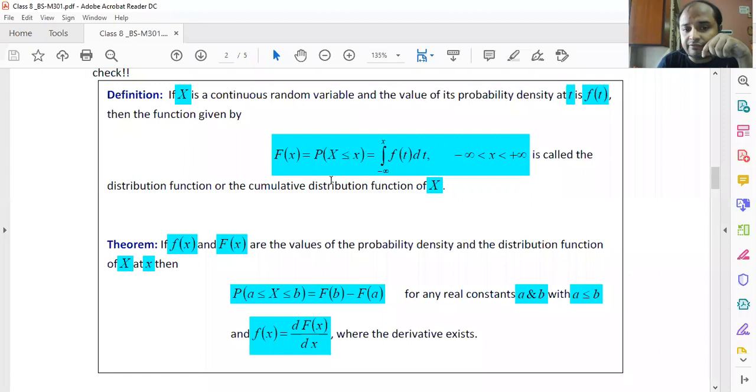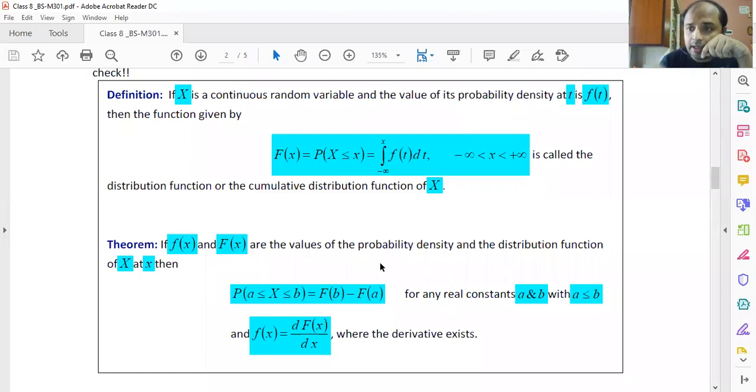But the only difference is, in the discrete case, here we wrote summation over t less than or equal to x of pt. Now I am going to represent it in terms of integration, and I'm going to integrate the function ft dt from minus infinity to x. And that is called the distribution function capital Fx, when capital X is a continuous random variable.